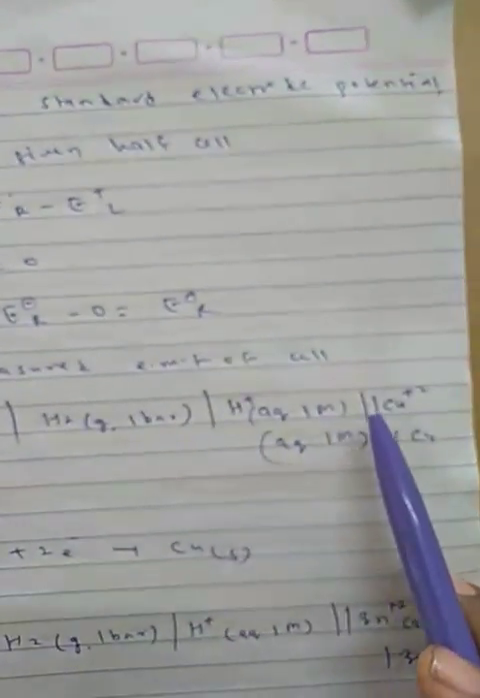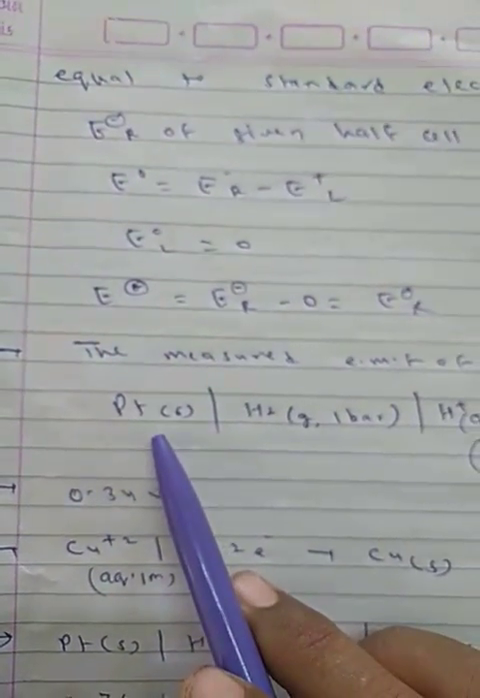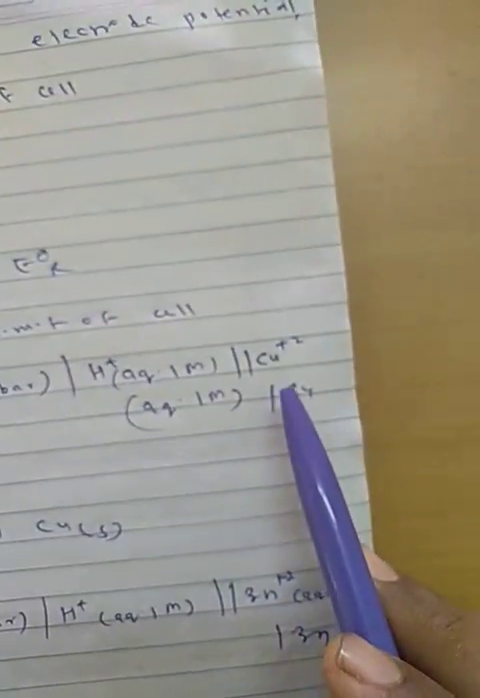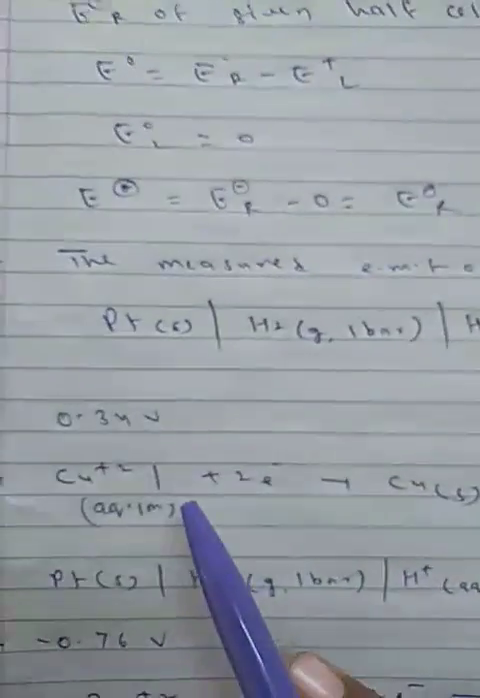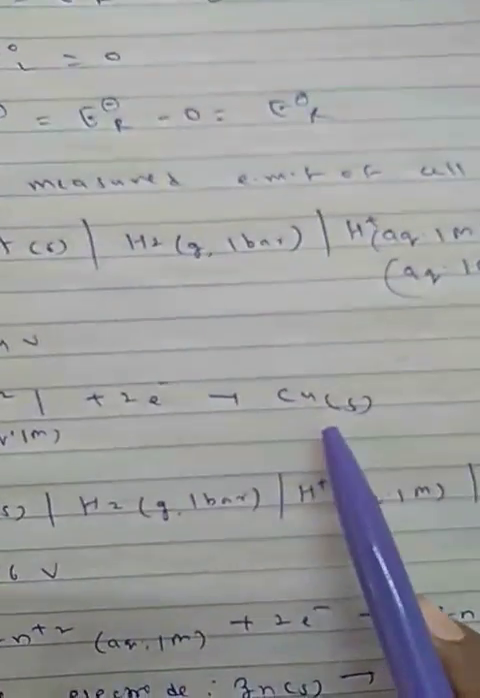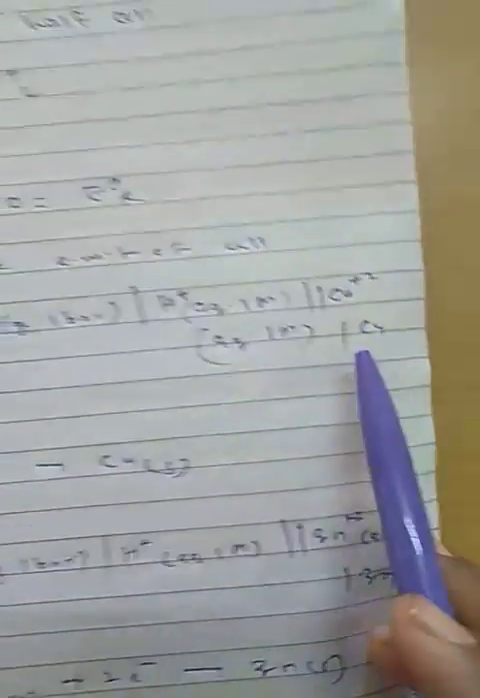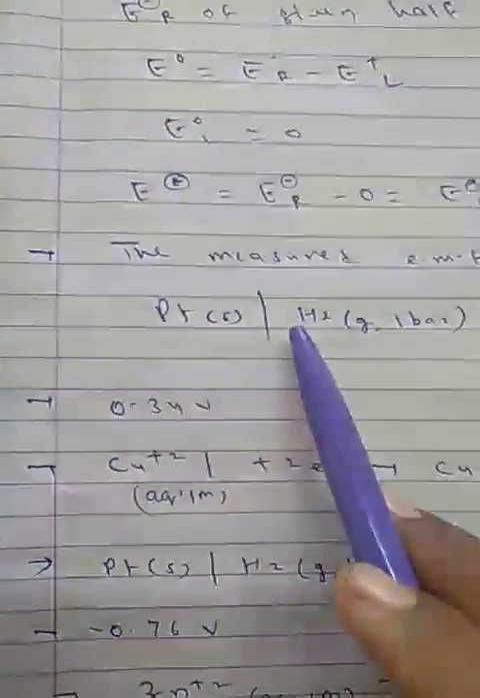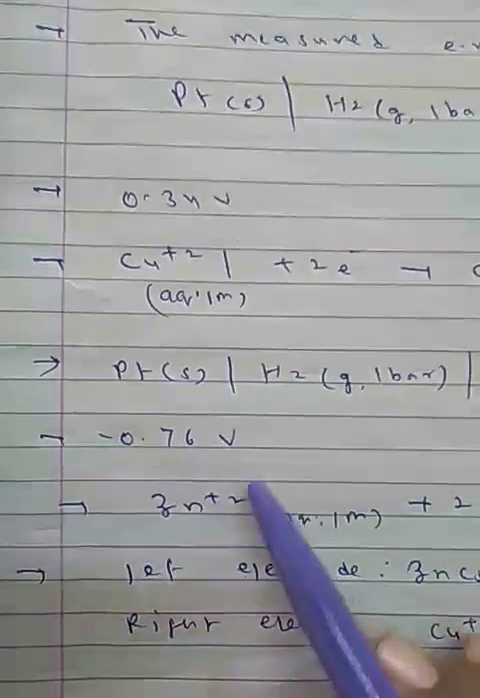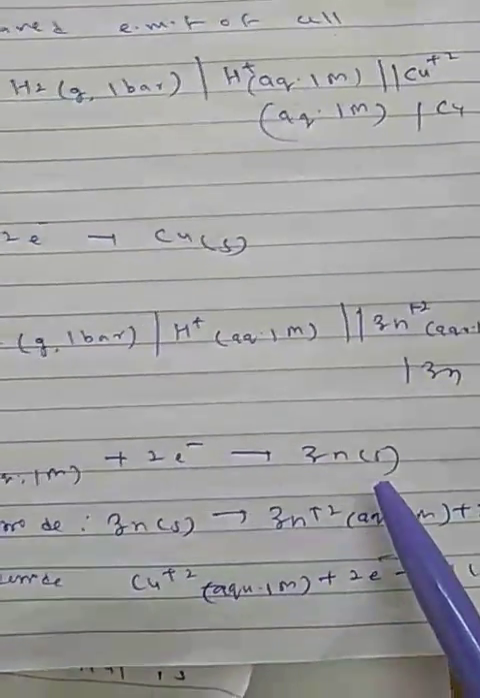So the measured EMF of the cell, you have to represent like this: platinum solid, hydrogen gas 1 bar, to hydrogen ion. This one is the half cell, and if we are connecting it with copper 2+ and copper, the value is 0.34. Copper 2+ plus 2 electrons gives copper solid. Now in the second one, platinum, hydrogen, second electrode zinc, zinc 2+ and zinc. Its value is minus 0.76. Zinc 2+ gains 2 electrons and gives zinc solid.